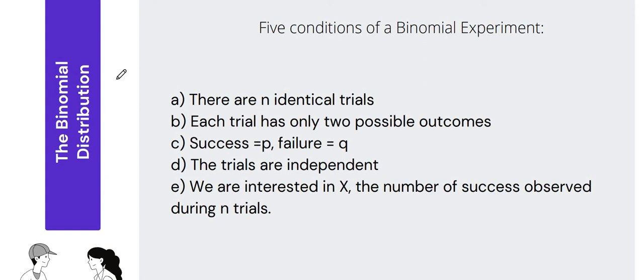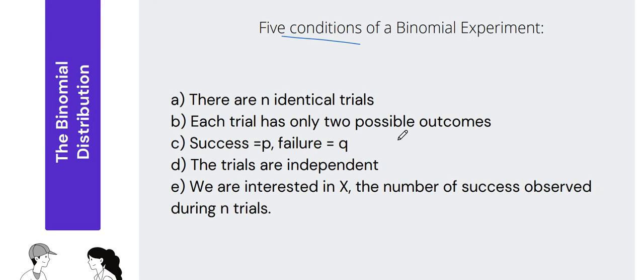For the binomial distribution, there are 5 conditions that you should know. The first one is that there are n identical trials, where n is the number of trials, and each trial must have only 2 possible outcomes. For example, if you still remember chapter 1, we learned outcomes, for example head or tail, when we throw a coin, you get head or tail, just 2.